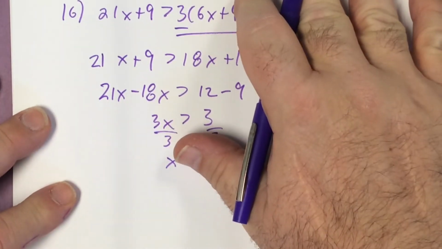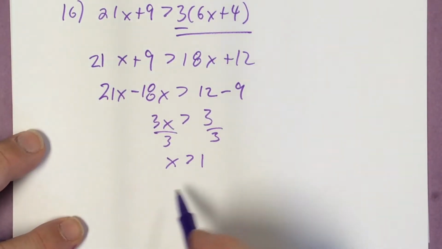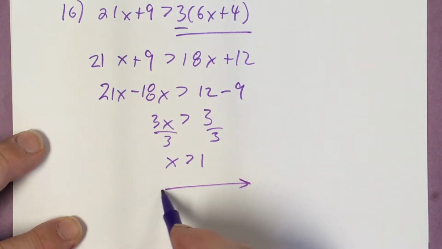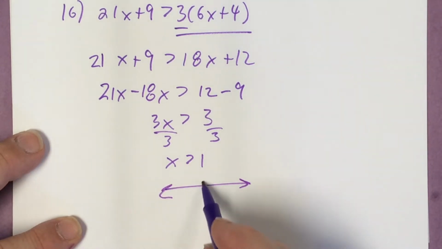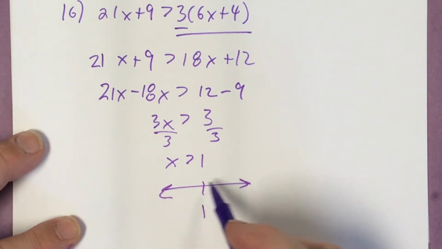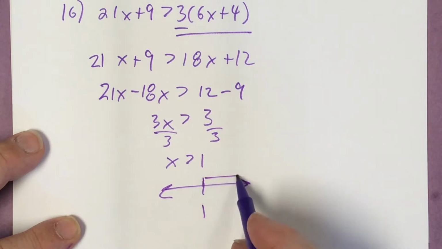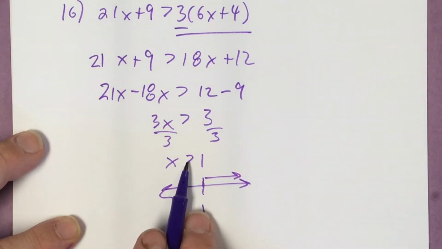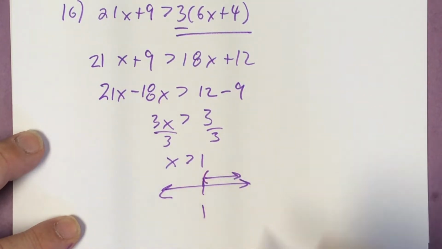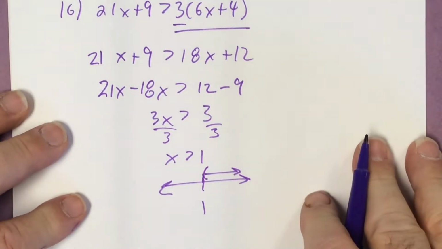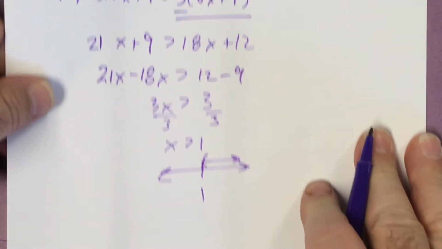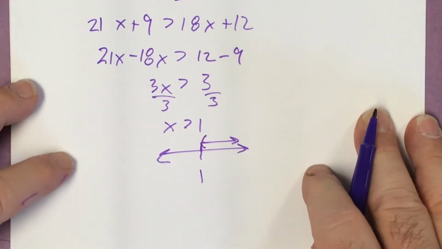If I want to put this on a number line, as I've shown in previous videos, I would just draw a number line and put my 1 here. I'm going to use this as an arrowhead to decide the direction it's going to move. And because it's greater than only, I'm going to put a parenthesis here. So that's how I draw the solution out on a number line, and you're going to be expected to do something like that in your test as well.